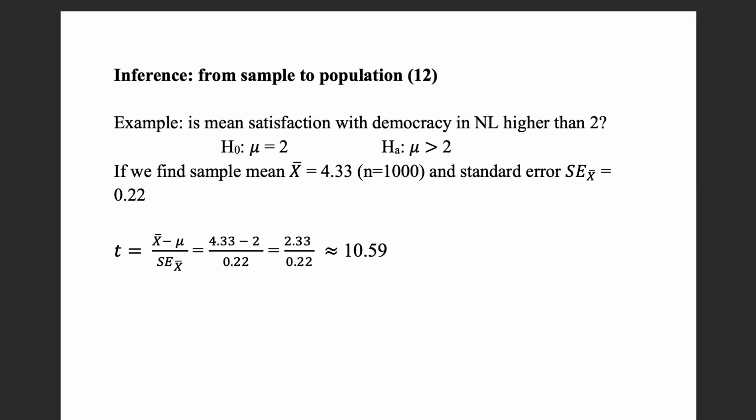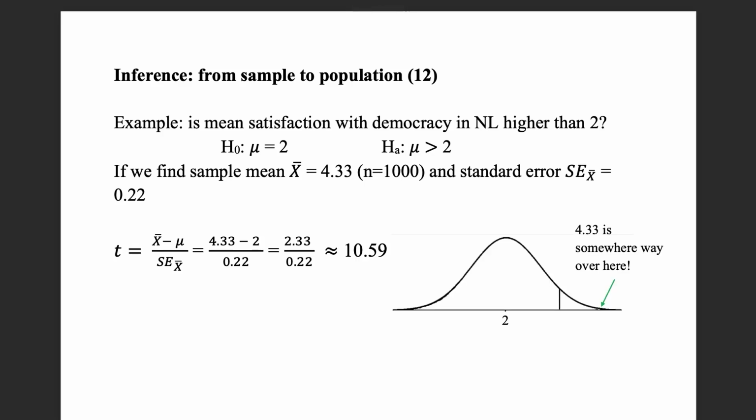We can use that t-value to see where we are in the t-distribution, to see how likely it is to find this t-value or larger if the null hypothesis is true. In other words, to find our p-value. In this case, I don't remember exactly what it was, but it's something like 0.0000 and a couple of zeros and then something. So way over in the right-hand side of this picture.